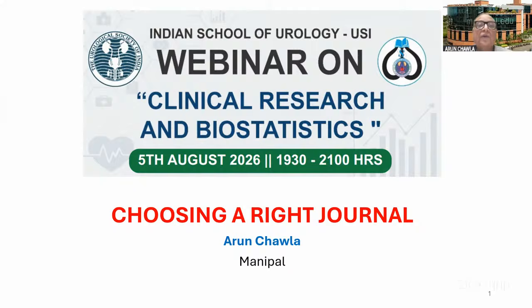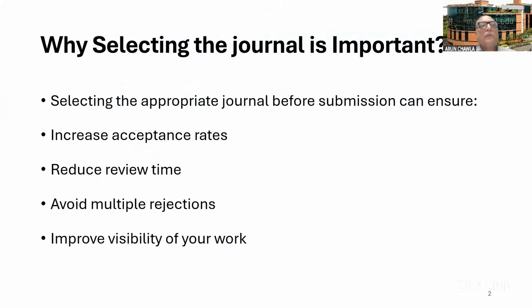We know there are around 200 journals which are of urology or related to urology, which can publish your research. But how to find out which is okay for the study which we have done? One of the biggest reasons our manuscripts get rejected is not because of poor science, but because they are sent to a wrong journal. So selecting the appropriate journal before submission is very important. It will increase acceptance. It will reduce the review time. Multiple rejections can be avoided, and you can improve the visibility of your work.